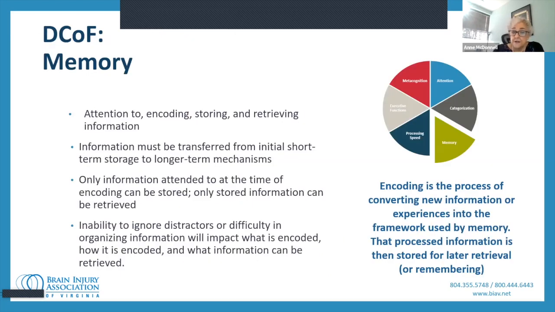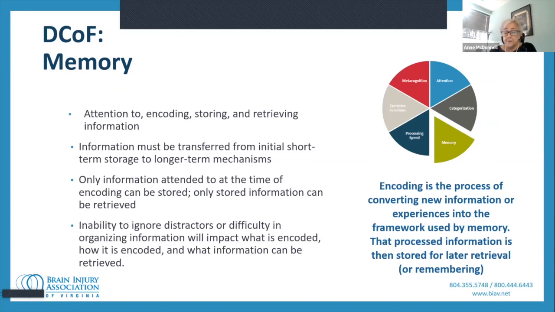Another domain of cognitive function is memory. It is our ability to pay attention to, encode, store, and retrieve information that we have. In order for us to remember, information has to be encoded, which is the process of converting new information into the framework used by memory. Is this something that we need to store in long-term memory, or is it working memory? We're going to talk about that in just a minute. But what we do know is that encoded information has to be transferred from initial short-term storage to long-term mechanisms. And that's a problem for some folks with brain injuries.